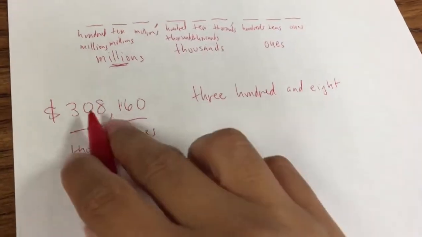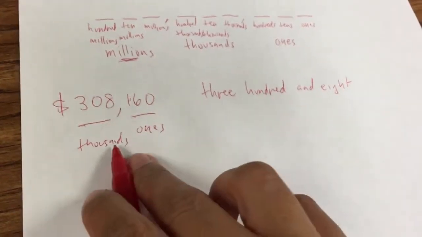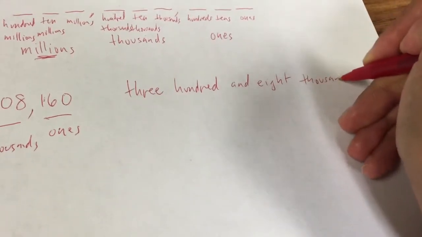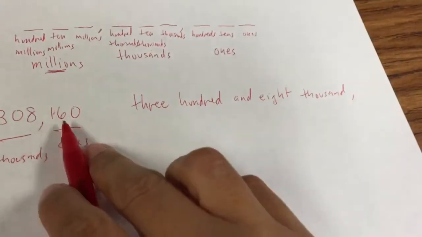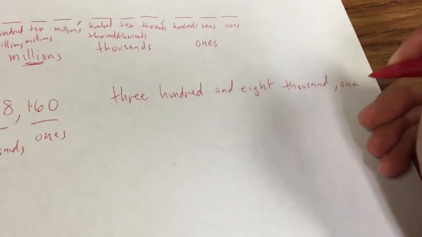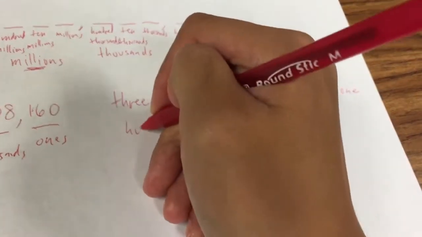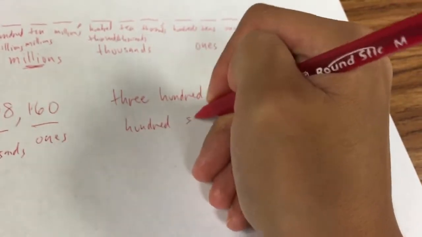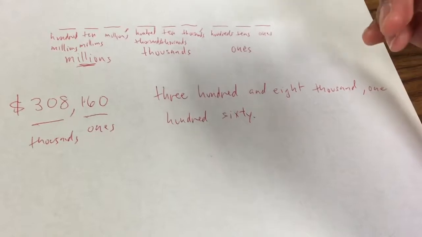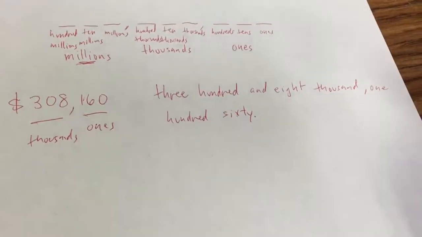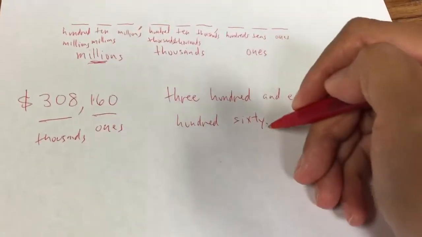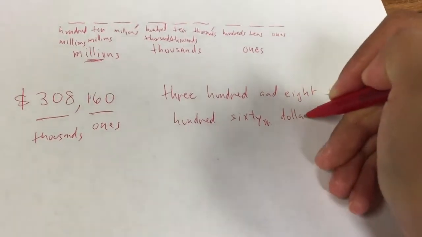So that's 308. And all you have to do is put the place value it's at. 1,000. Then you put a comma and you put this number, 160. And I ran out of space, so I'm going to continue here. 308,160. And then since this does actually have a dollar sign, you could say dollars.